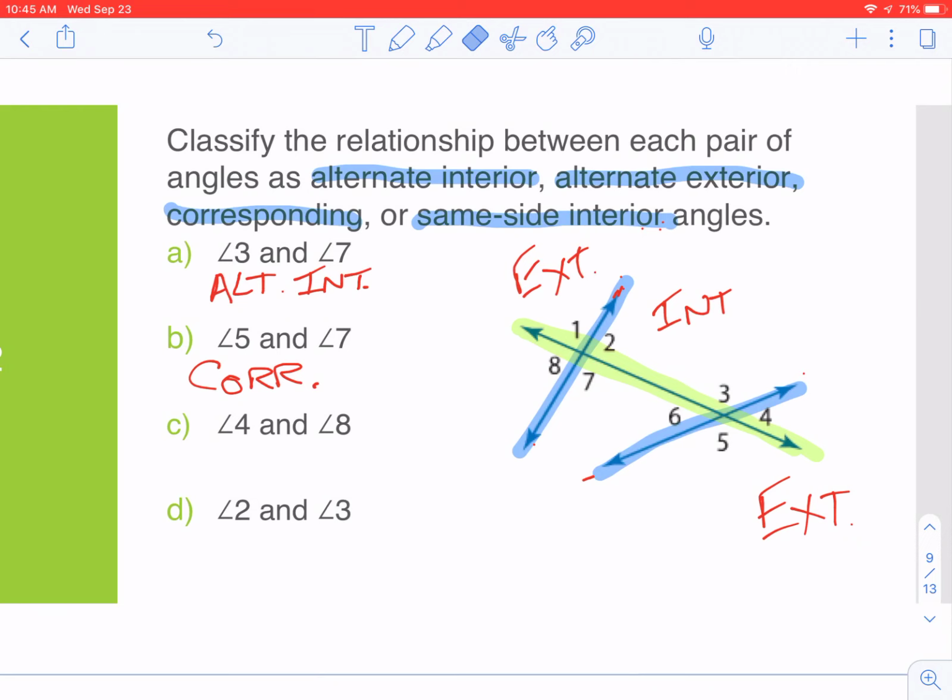All right, now we're going to circle 4 and 8. Now, what do we notice? They are both exterior. Are they on the same side? No, there's no such thing as same side exterior. So we know that these are alternate exterior.